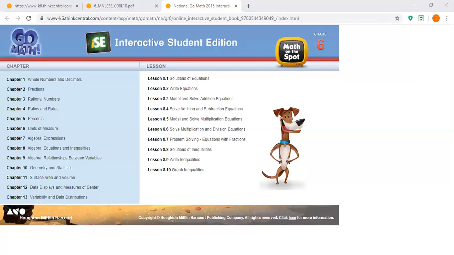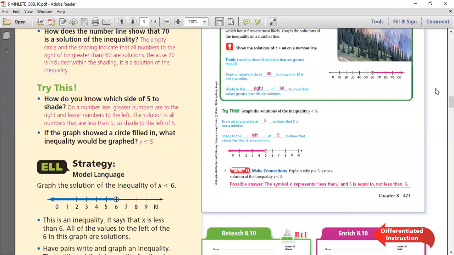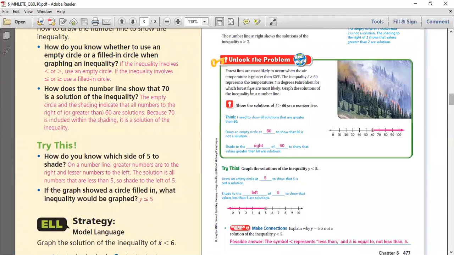Okay, now I hope you girls understood the first part of that. What they are saying for you is, wait, I'll open this lesson. This is your book lesson. So this is the same example they showed you there. Show the solution of t is greater than 60 on a number line. So how are you going to show this t is greater than 60 on a number line?